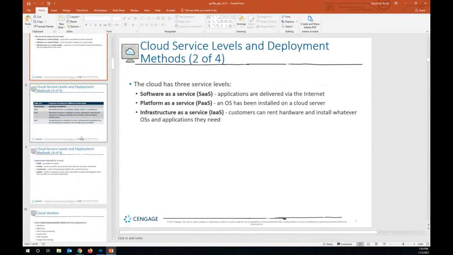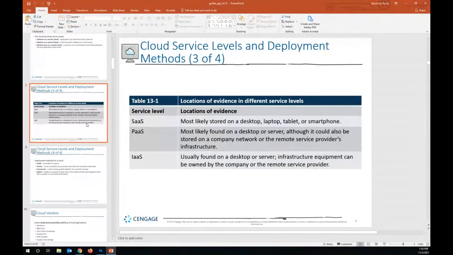There are three service levels for the cloud. We have software as a service, where the applications are delivered via the internet. You have platform as a service, where the operating system has been installed on a cloud server. Then we have infrastructure as a service, where customers can rent hardware and install the operating systems and applications as they need.